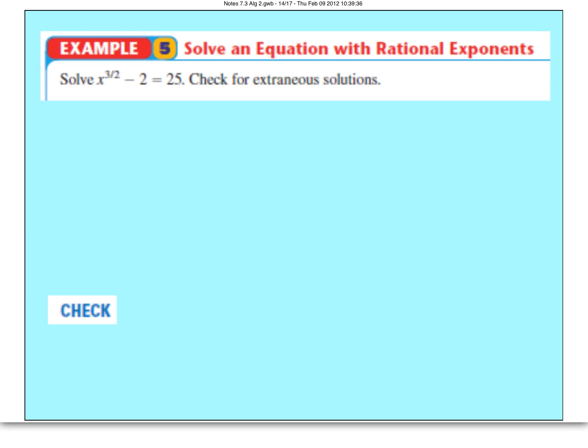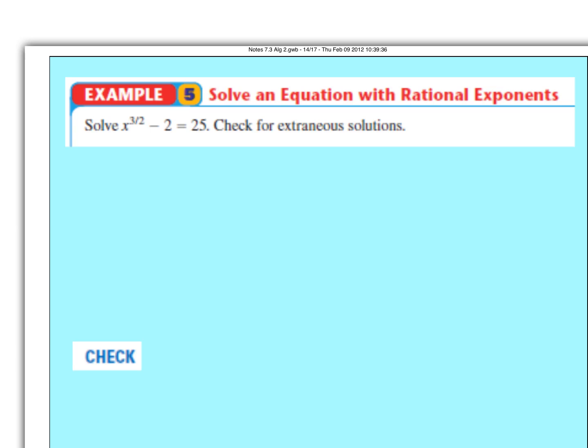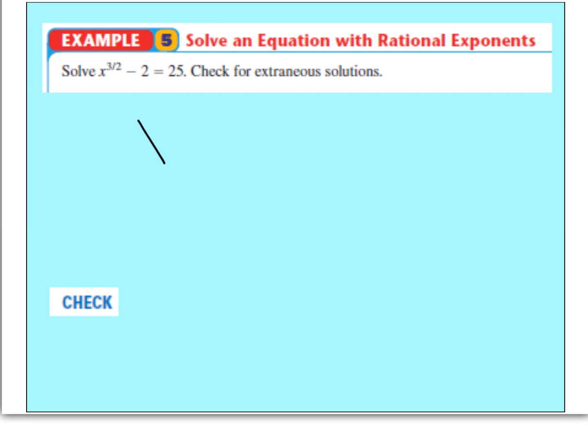Learning objective B is going to give us equations that already have rational exponents, and we're going to solve those. So let's go ahead and set this up. We have x to the 3/2 power minus 2 equals 25. This works just like solving the radical equations. Again, notice x is over here. The 3/2 power we're going to do last. The minus 2 is the furthest out.